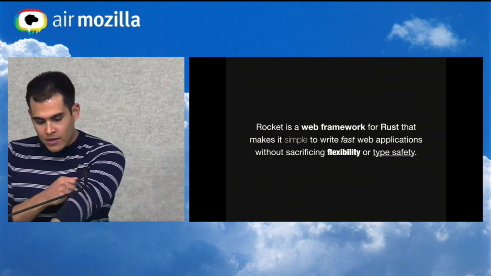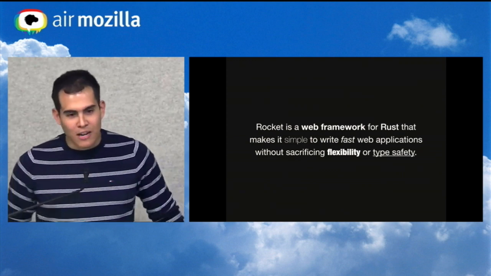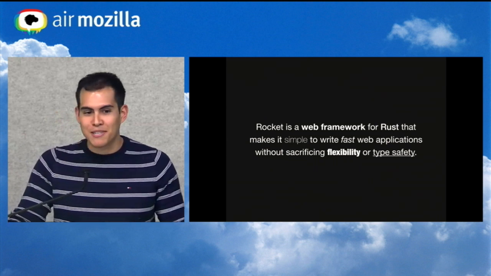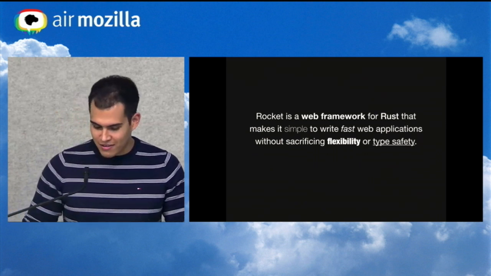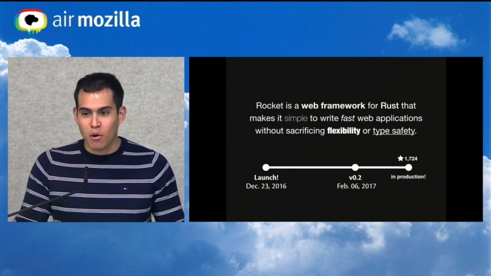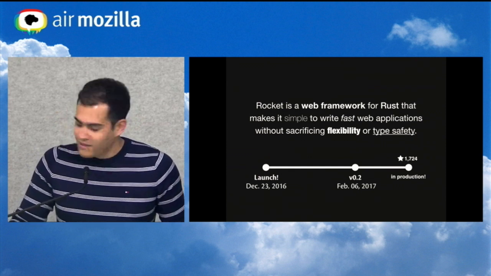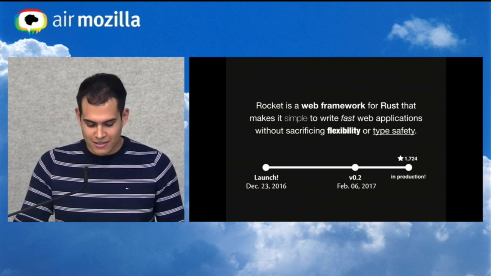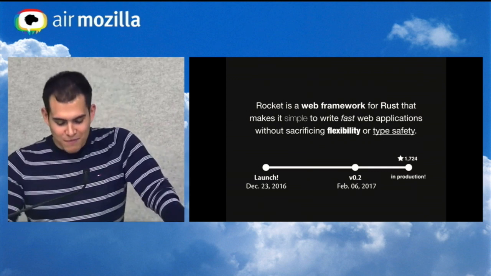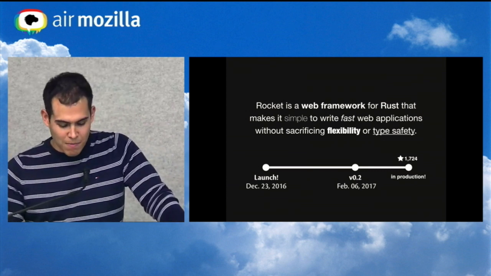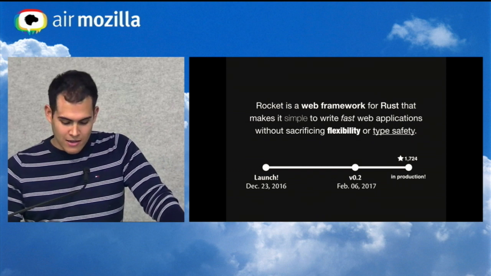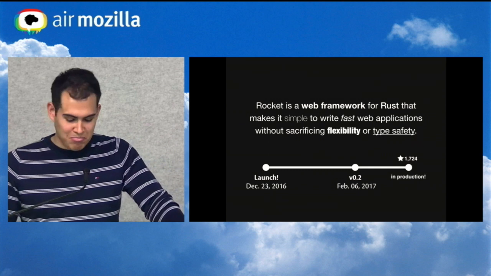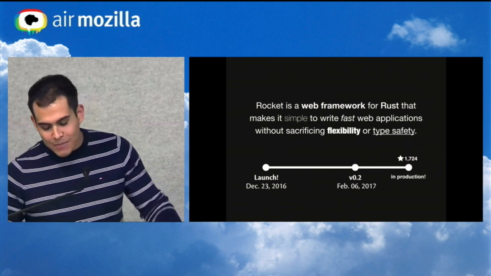So before I talk about how Rocket works, I just want to give you a brief synopsis of the history of Rocket. So here's the history of Rocket in 3 points. Rocket launched a couple of months ago, December 23rd, 2016. We got version 0.2 out about a month and a half after that. And well, now we're here, the third dot. So, short history.